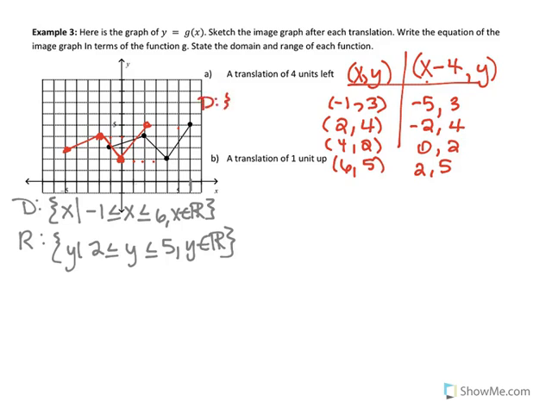Okay, domain for this one is going to change because now we're 4 to the left, so we're going to minus 4 from this number and minus 4 from this number. So negative 5 less than or equal to x less than or equal to 2. I ran out of room. And the range doesn't change because we didn't do anything to the y.